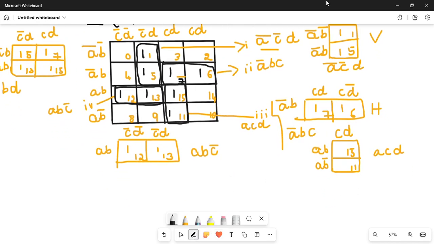equal to, that is your A bar C bar D plus what I can say the A bar B C and what I can say the plus A C D plus A B C bar. So this is what is the complete resultant with respect to this 4 variable K map, right? This is what is the complete resultant.